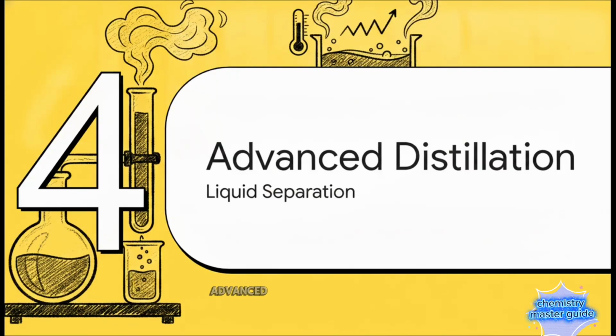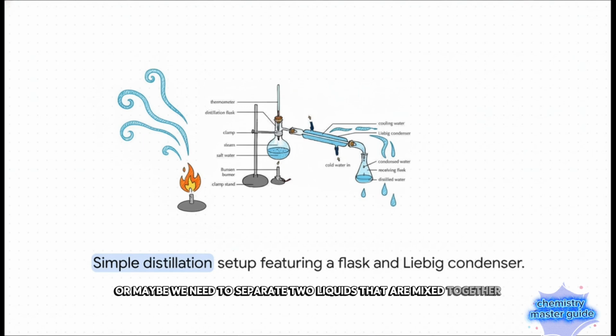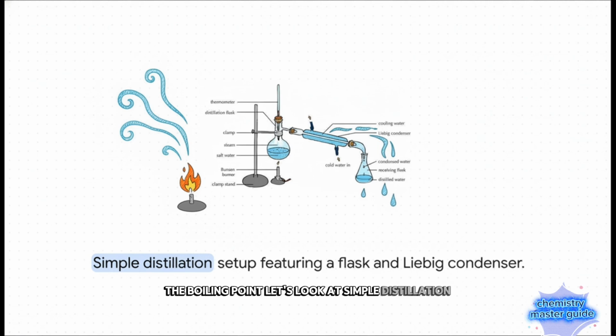Section 4. Advanced Distillation Techniques. Liquid Separation. Okay, but what happens when we actually want to keep the liquid itself? Or maybe we need to separate two liquids that are mixed together. This relies entirely on exploiting another specific physical property, the boiling point. Let's look at simple distillation.